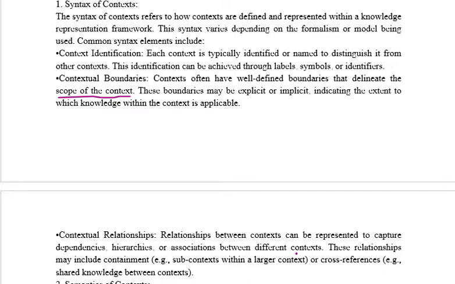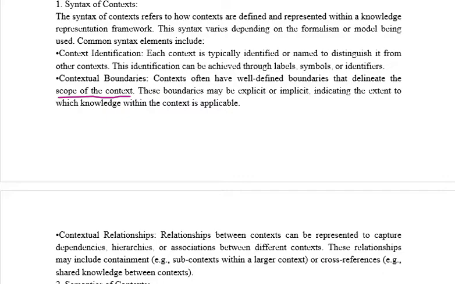These relationships may include a sub context within a larger context. So within the large context we will be taking the sub context. Yes or no? Next, we can say cross reference, which means shared information or knowledge between the contexts. So this is known as a contextual relationship.